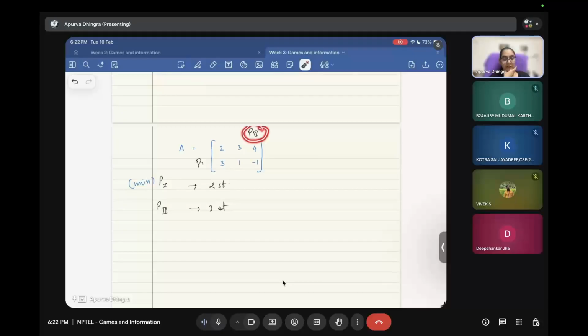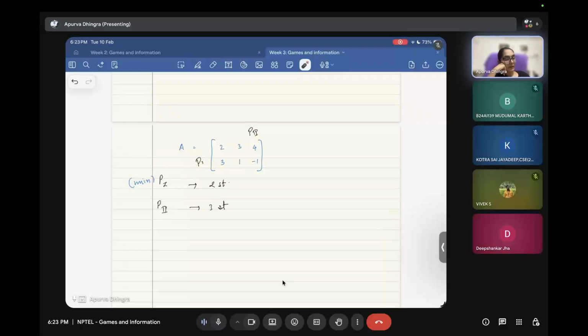Maybe we can look at player 2. Is column 1 dominated? No, I don't think there is a strictly dominated strategy, because the dominant one has to be the best one. So player 2 is maximizing here, okay? That means it will compare, is the strategy here better than all the remaining ones? So is 2 better than 3 and 4? It's maximizing, it's not. 3 is definitely better than 1 and minus 1, but this is not. So this is not the dominant strategy. So that elimination method will not work for this example.